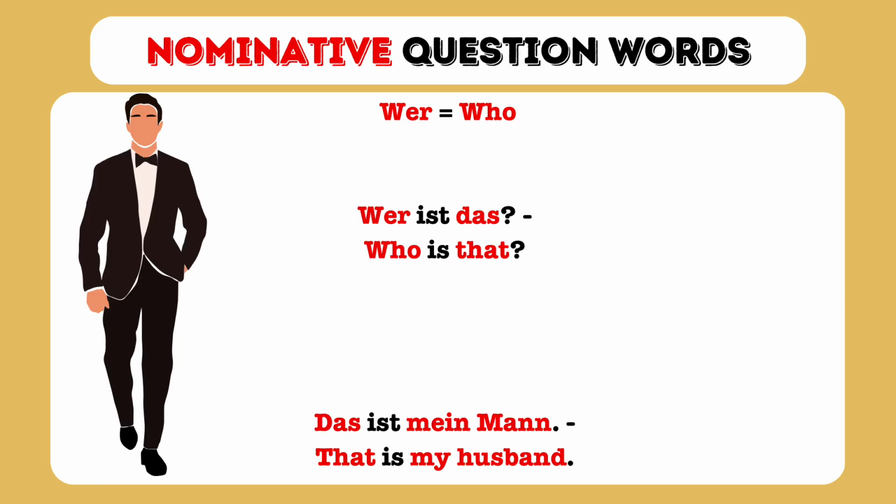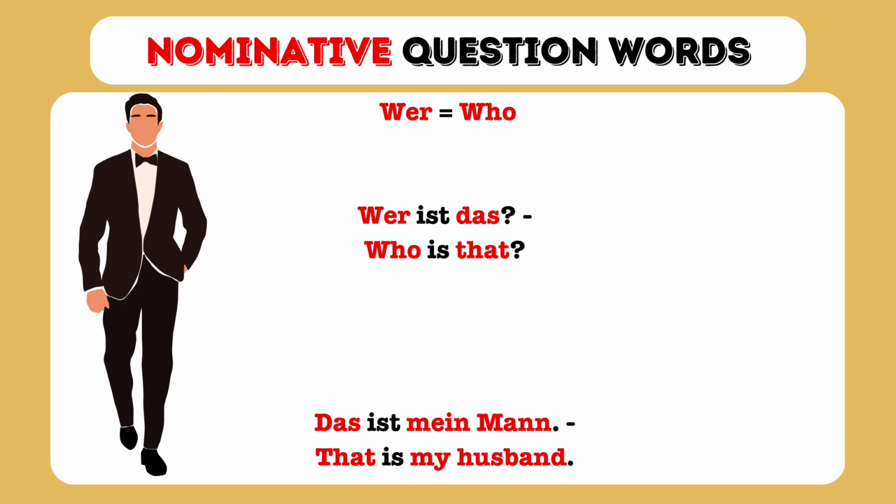For the nominative case, there are a couple of question words that you can use. If we're asking about a person that is the subject of the sentence, we have to use the question word wer. Wer means who in English. You can use it in sentences like these. Wer ist das? Who is that? Das ist mein Mann. That is my husband.